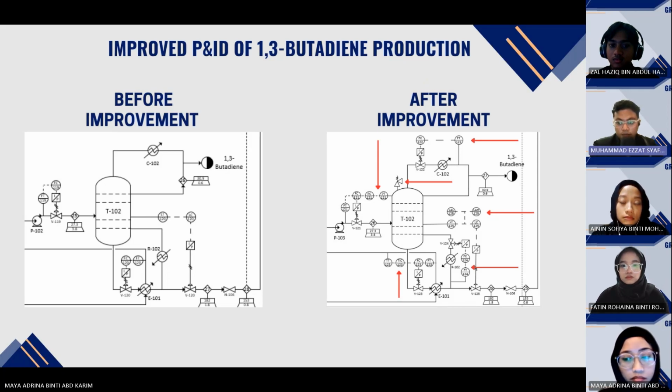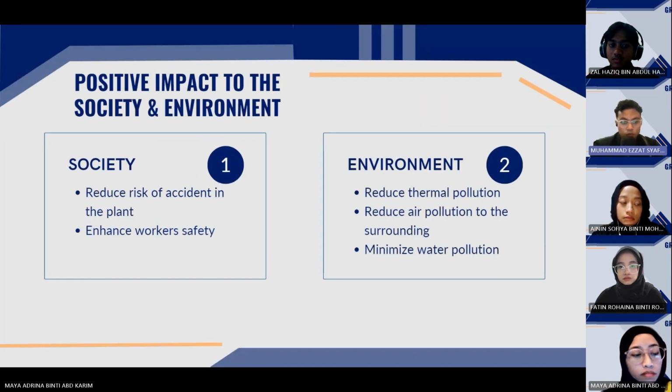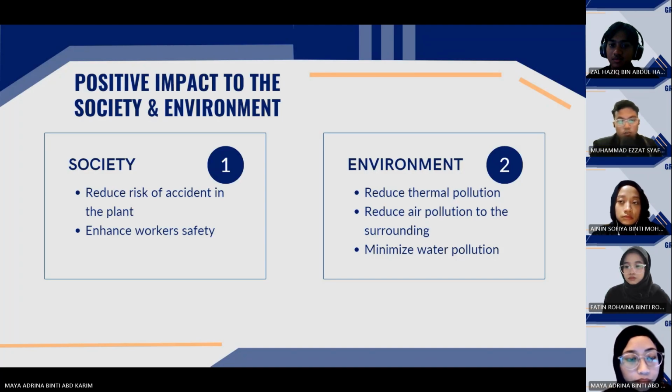So the next slide is about the positive impact of the improvement on the PNID towards society and the environment. The improvements made on the PNID have a significant positive impact on society and the environment. So take a look first at society. The impact that we considered is to reduce any accident in the plant and also enhance worker safety.